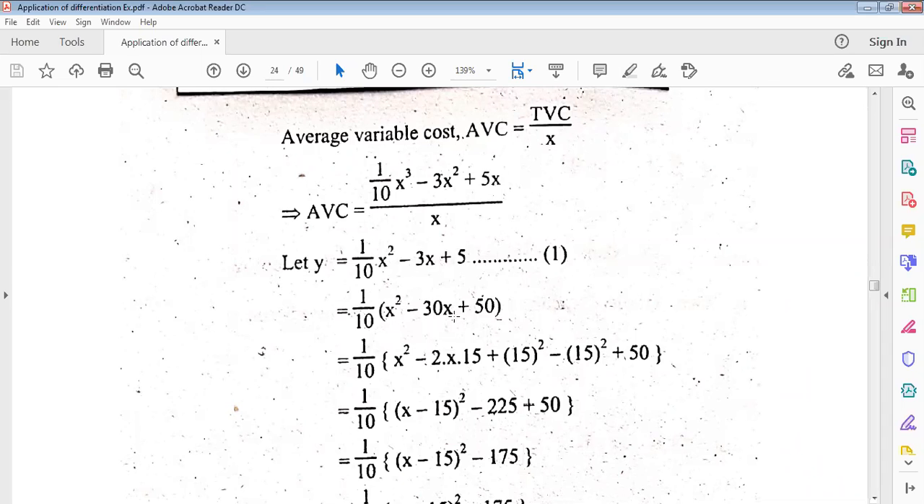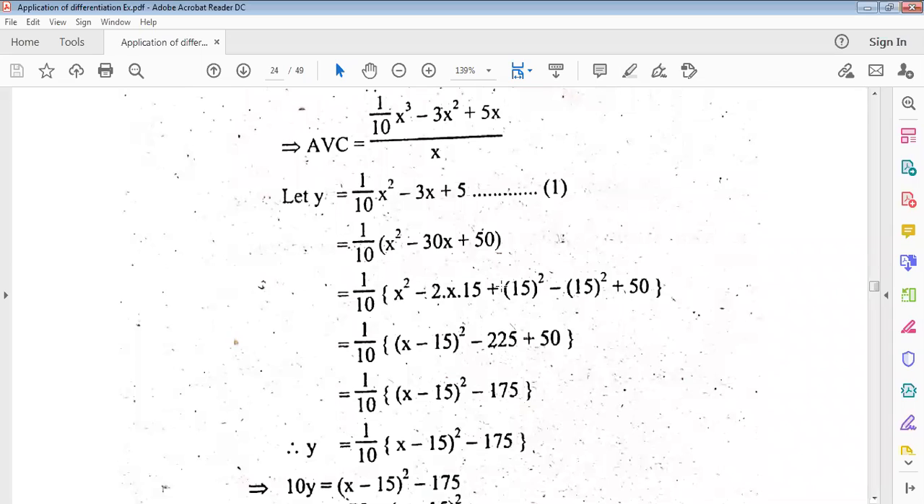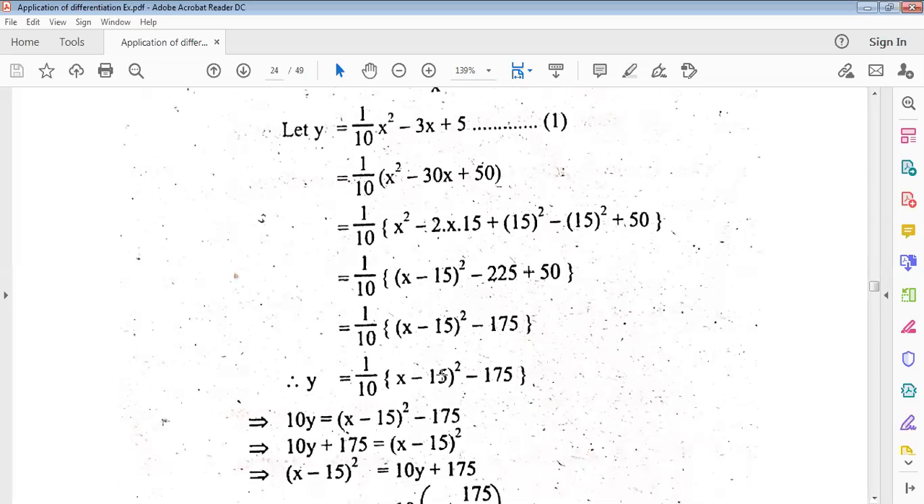Now x square minus 30x plus 50 can be written using the formula a minus b whole square, which is a square minus twice ab plus b square. Here b means 15, and 2ab means 2 into x into 15 to get minus 30x. If we take 15 as b, then we can make a minus b whole square. Minus 15 whole square, because this is the extra; we have taken another 15 square, so to balance it we add plus 50. Now this is a minus b whole square minus 175. That means 1 by 10 into a minus b whole square minus 175.